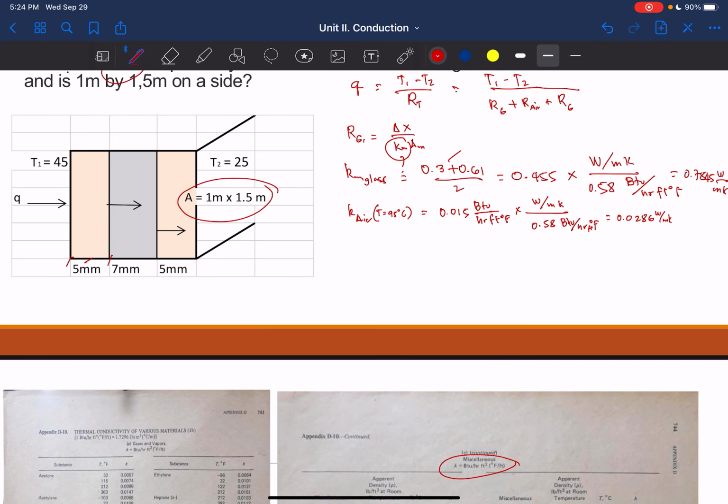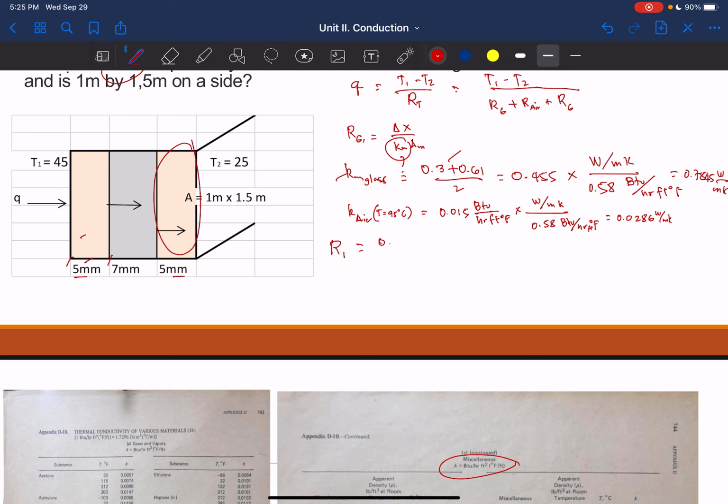Of course, there's no need for me to calculate the mean thermal conductivity of the second plane because it's just basically the same as the first. Same thickness, same property, so you would know that your Km and even your resistance for that would just be the same. So now, since I know the mean thermal conductivity of the glass, I could now compute for my R1.